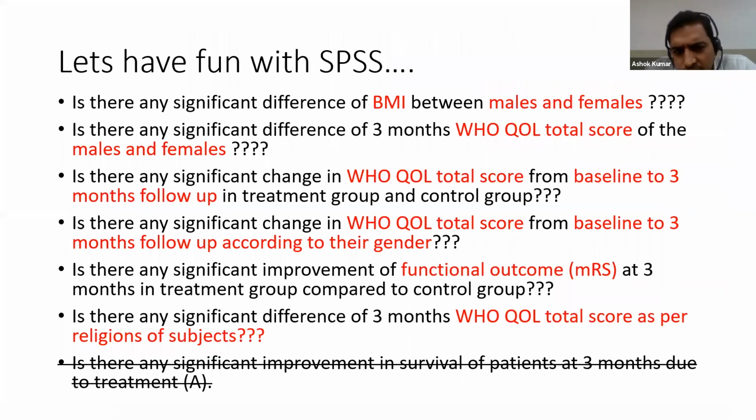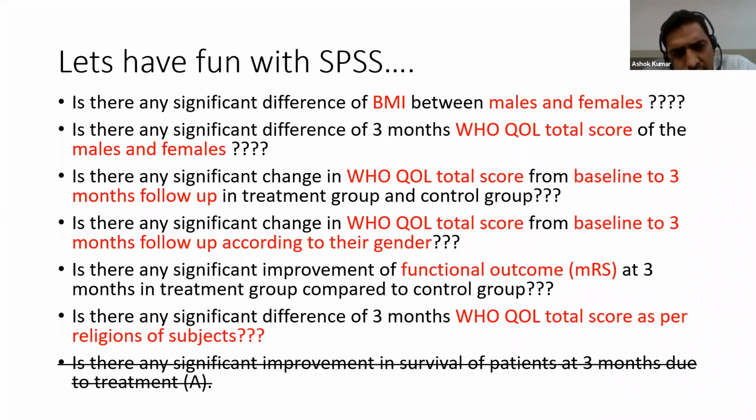Next, is there any significant difference in the 3 months WHO quality of life total score between males and females, according to gender? Again there are two groups, and WHO quality of life is a quantitative variable. Then again the t-test, if WHO quality of life follows normal distribution. If not normally distributed, I have to use the Mann-Whitney test.